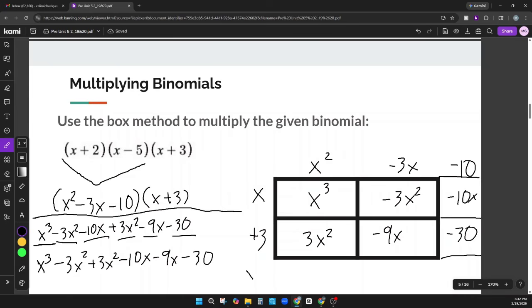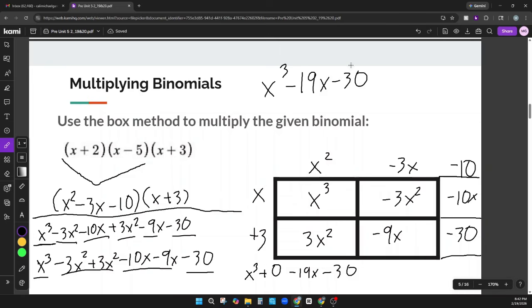As stated, x to the third has nothing to combine with. So I'm going to start with x to the third. And then I have -3x squared plus 3x squared. And you might already see that that is going to zero out. -10x minus 9x is going to give me -19x. And of course, I'm just left with my -30 right there at the end. Meaning the answer to this problem is x to the third minus 19x minus 30. And that is how we multiply multiple parentheses.